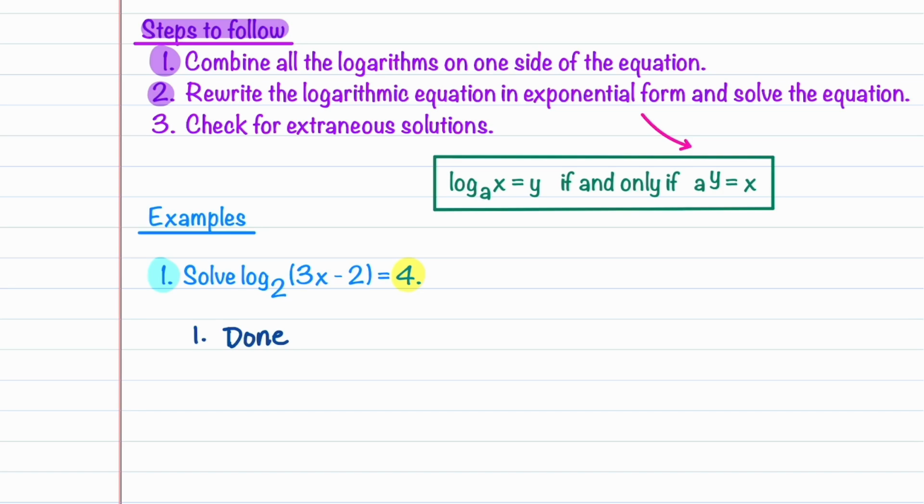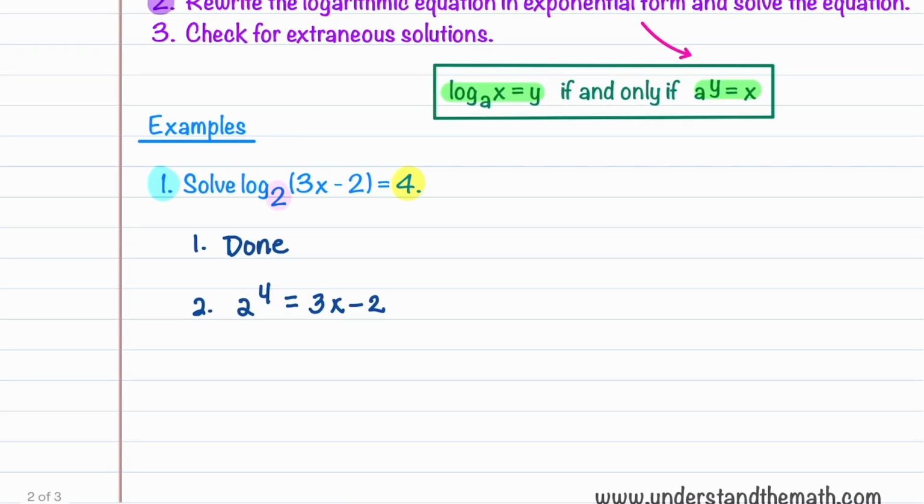I've written down in this green box how we can take a logarithmic equation and write it in exponential form. Let's go ahead and do that. You just take the base, which is 2, I'll highlight that in pink, and then raise it to the constant on the right, which is 4, and it's equal to whatever is inside the logarithm. Now we can go ahead and solve this. 2 to the 4 is just 16.